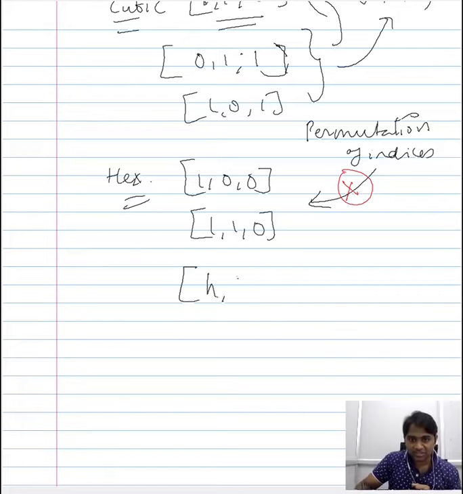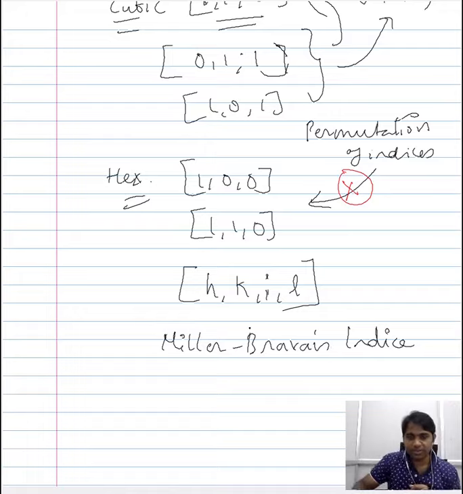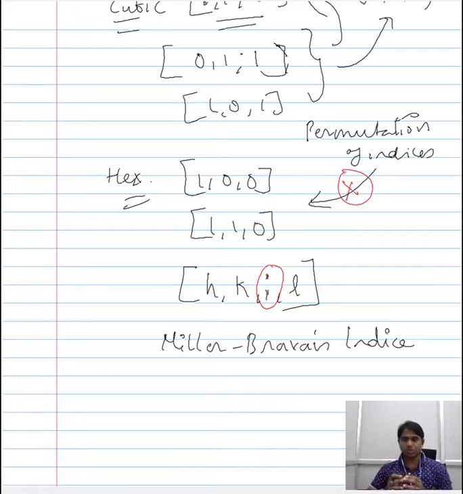So it will be h, k, i, l, and this is referred to as the Miller-Bravais indices. Miller-Bravais indices are used exclusively for the hexagonal close packing, because we have to introduce a new integer to represent a plane or the direction, as the permutation rule that holds for the cubic system will no longer hold for the hexagonal close packing system.